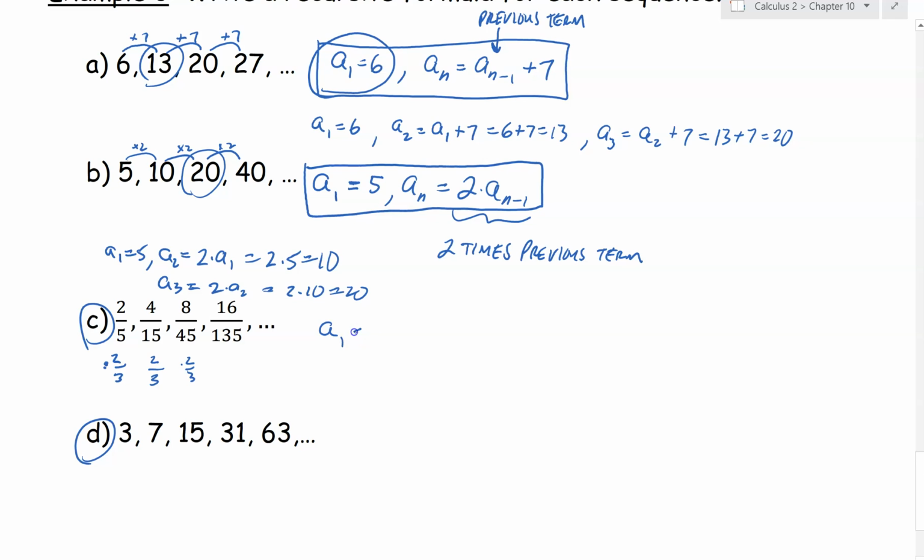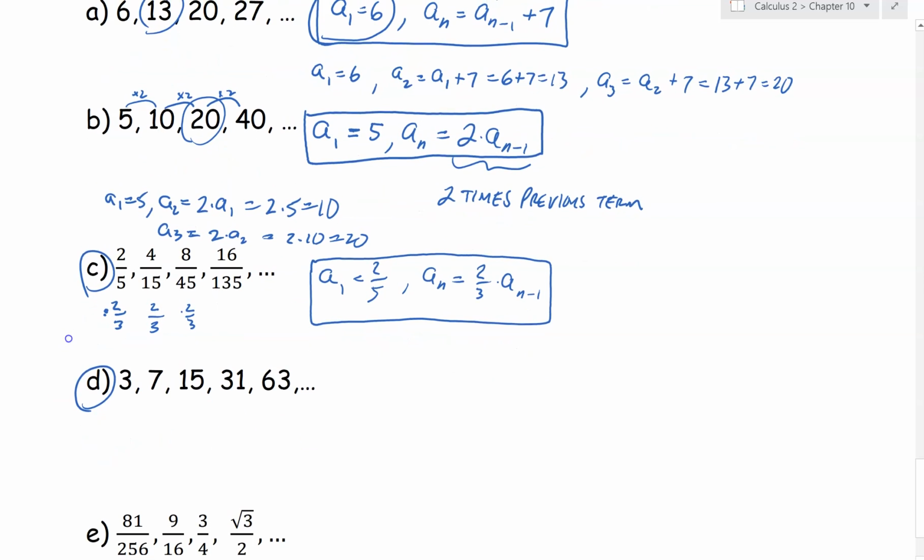So we can say our first term is 2/5. Our nth term is always the previous term times 2/3. So you're just going to write 2/3 a sub n minus 1. Okay, previous term times 2/3.